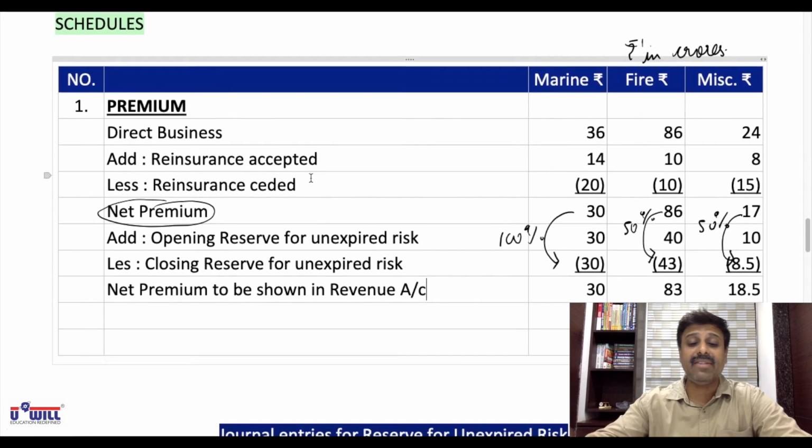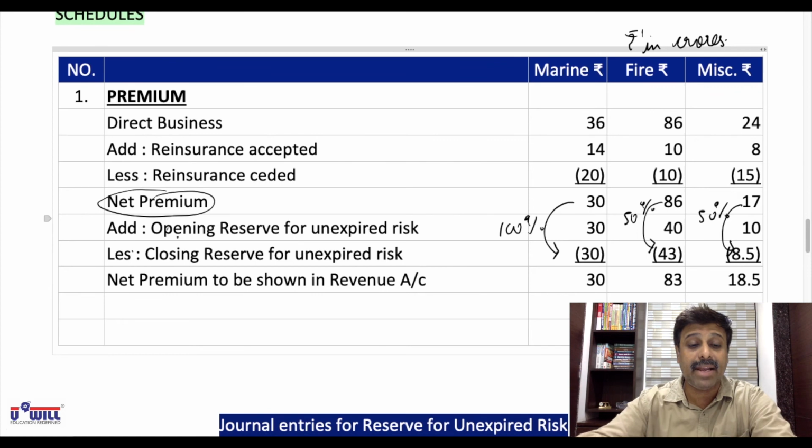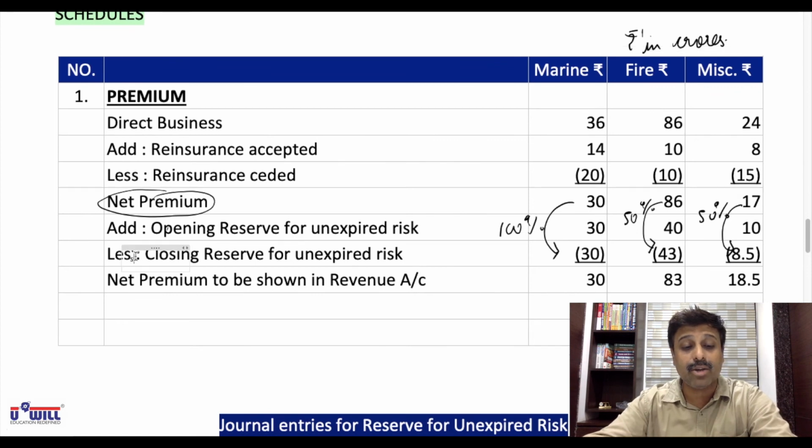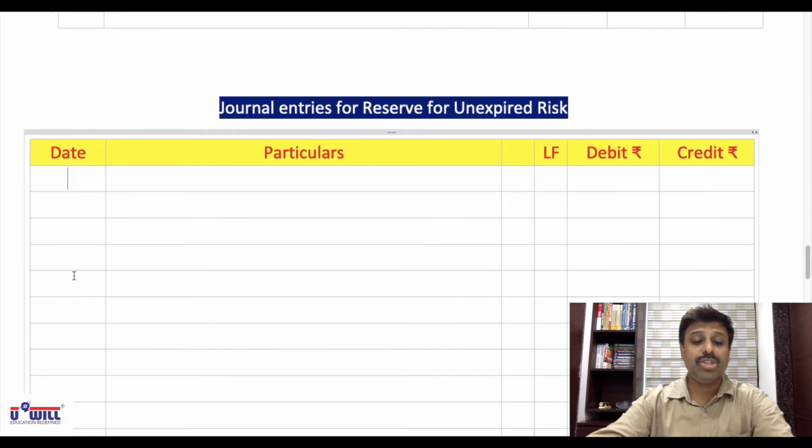So this is how we have to give the effect of unexpired risk. Opening reserves we have to plus and closing reserves we have to minus. Keep this in mind. Okay. Now we pass the journal entries for this. So only two journal entries will come.